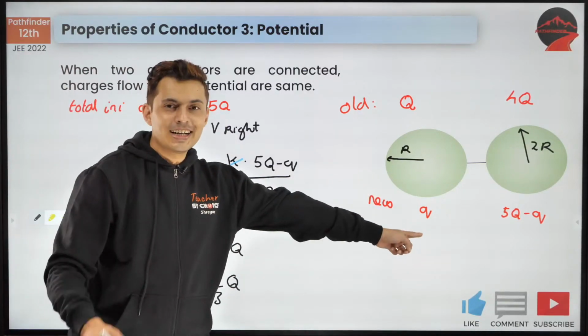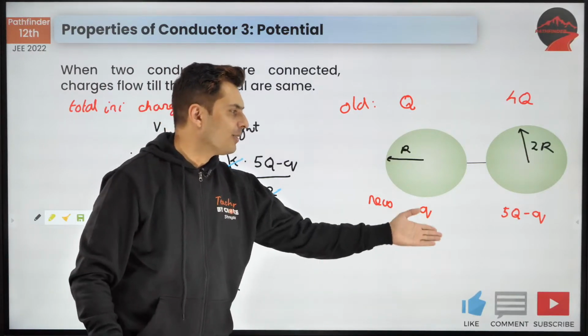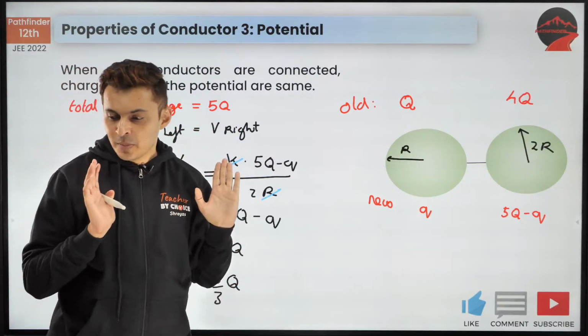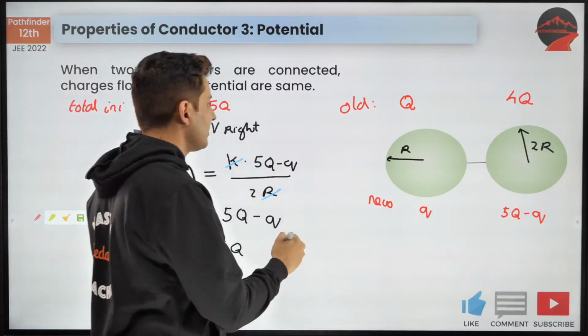So the left sphere has 5q by 3 as the charge, and the right sphere will have 5q minus q as the charge, as it is. Done. Okay, now Aditya, understand, should we take potential at the surface or at the center?